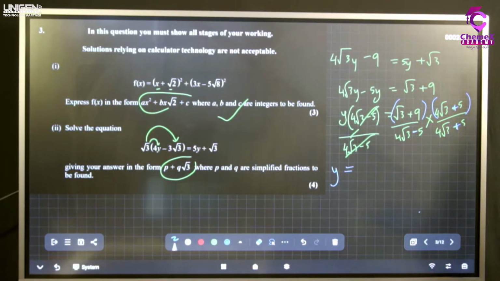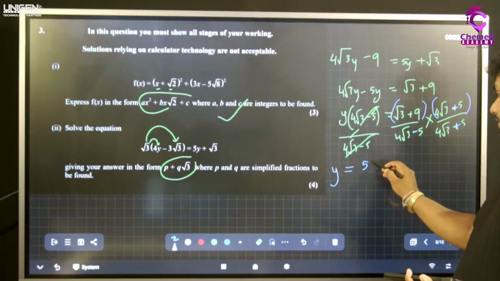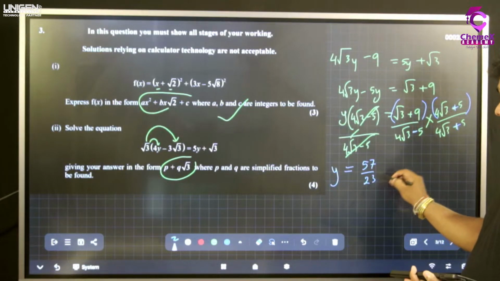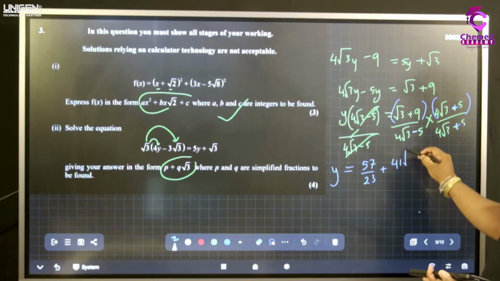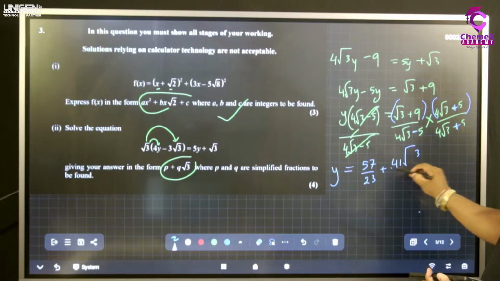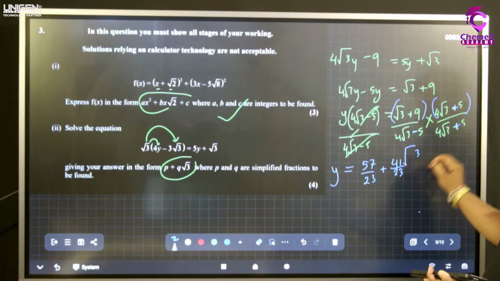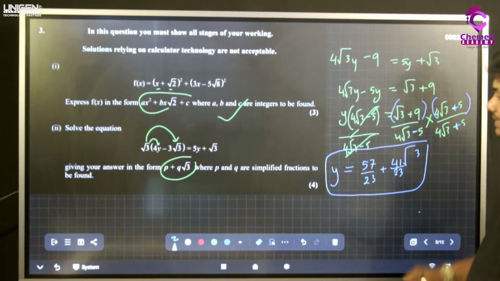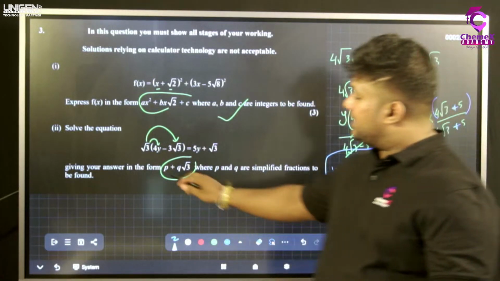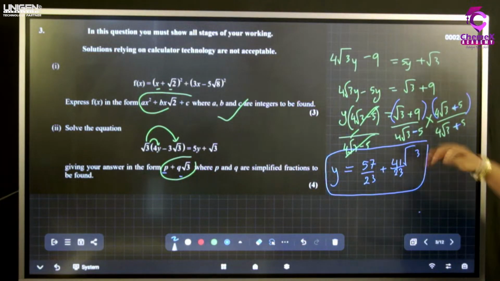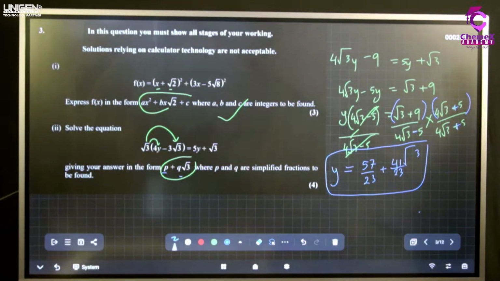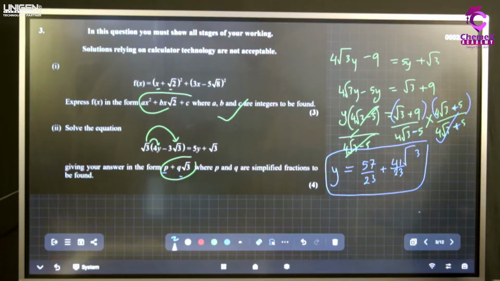What do you get? 4 into 3, 12. What? 41 root 3 plus 57 over 23. Or 57 over 23 plus 41 root 3 over 23. A format again. That's why I wrote the number in front, because P is that number. If you write the other way also, it's correct, not wrong. So I hope this part is okay with everyone. Rationalizing, you all know, right?